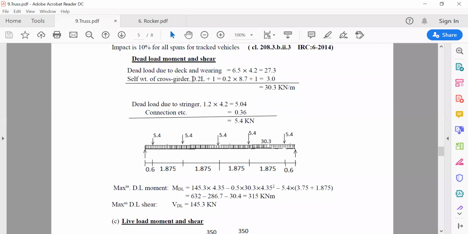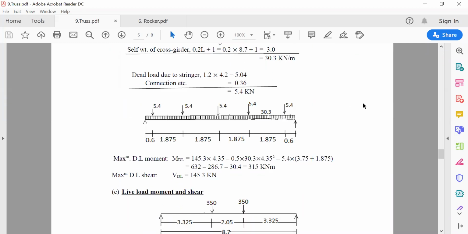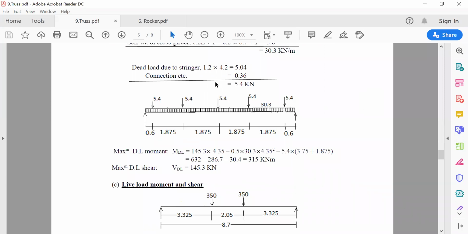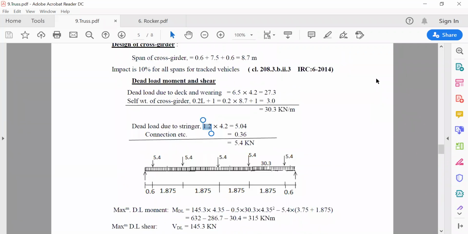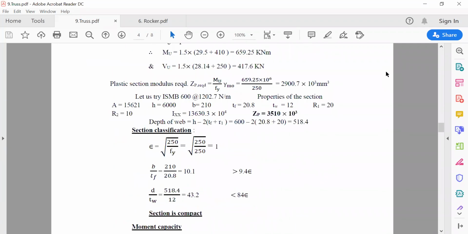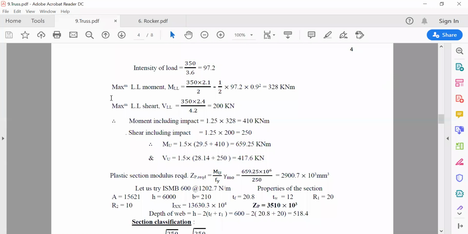Then self weight of cross girder is taken as 0.2 of L plus 1. So it is 0.2 into 8.7 plus 1, which is 3. Ultimately, the total UDL is this one. Then the dead load, we have already got this 1.2 previously, with 10% here.